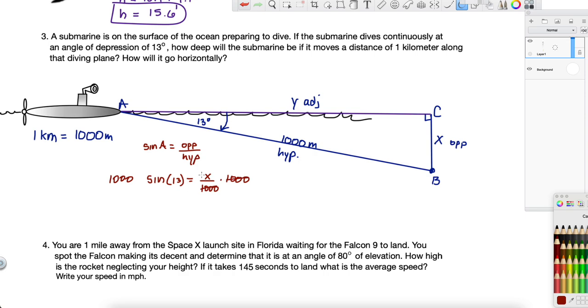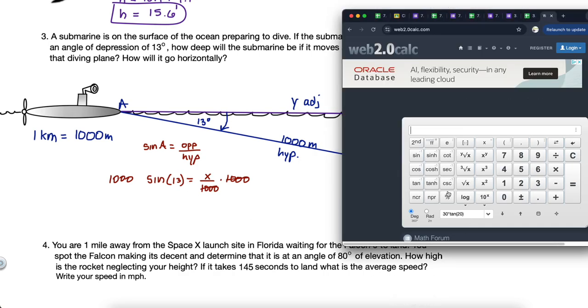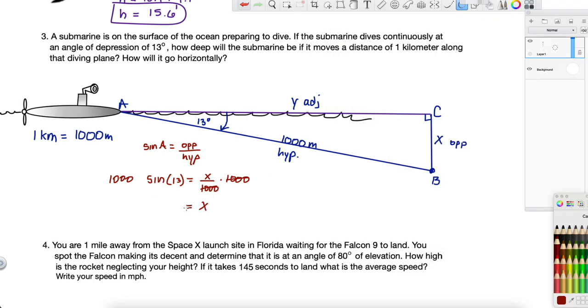1,000's gone. And so now we're going to go to our calculator and we're going to put 1,000 times the sine of 13. 224.95. Let's round this. Let's say it's 225. So we got 225 meters.